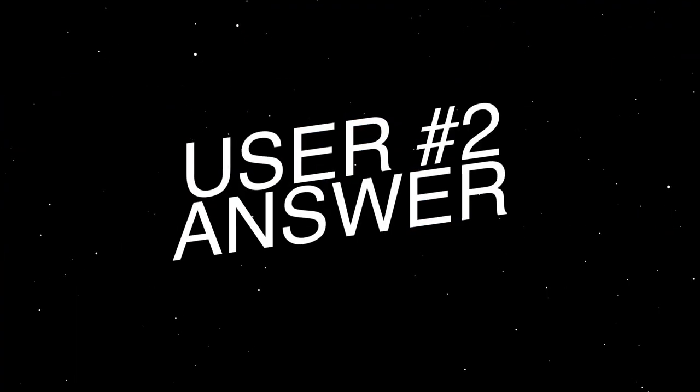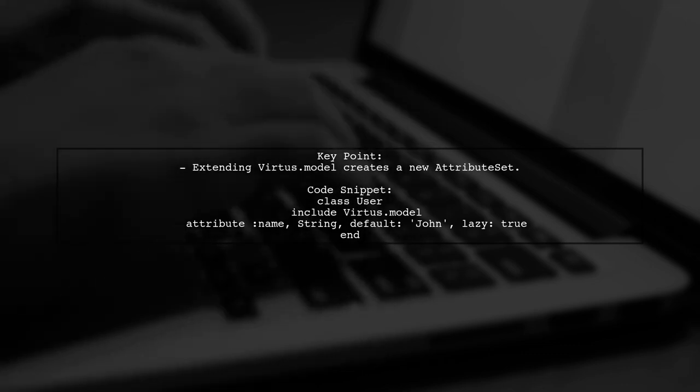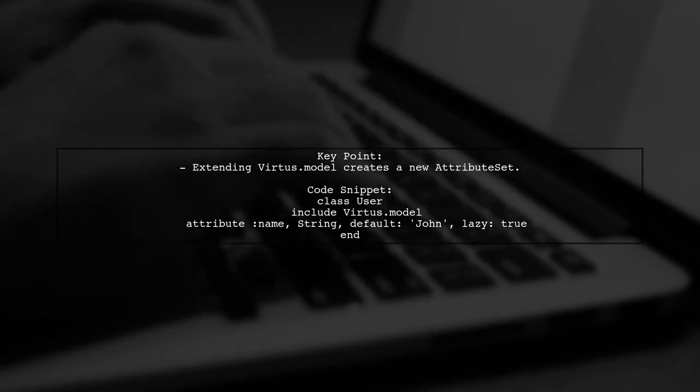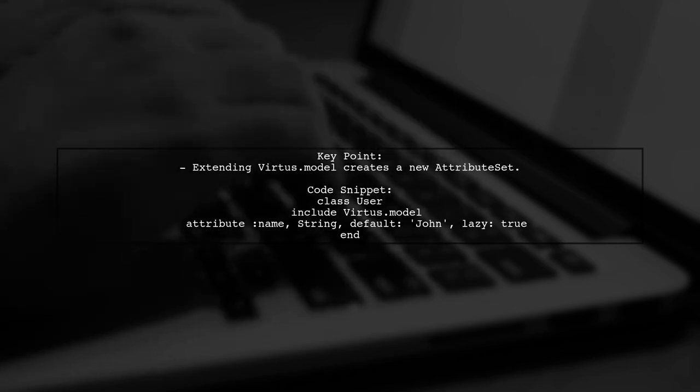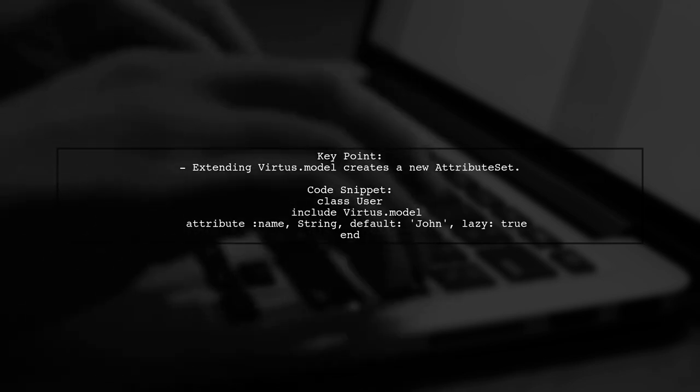Let's now look at another user-suggested answer. When you extend Virtus.model in your user class, it creates a new attribute set each time. This means that the attributes you can access are only those defined after the last extension.